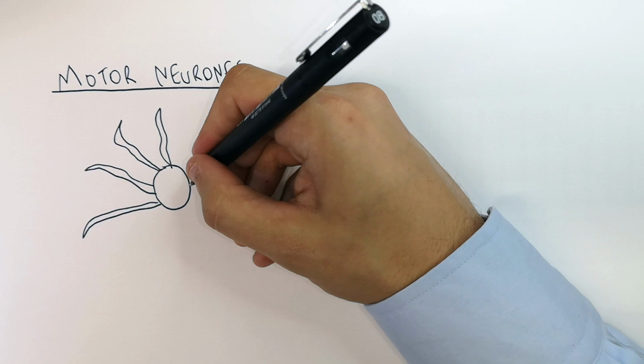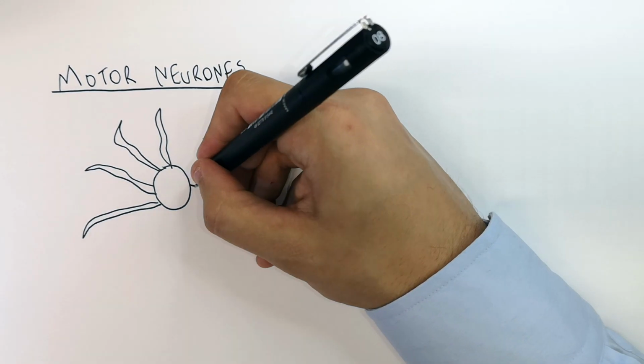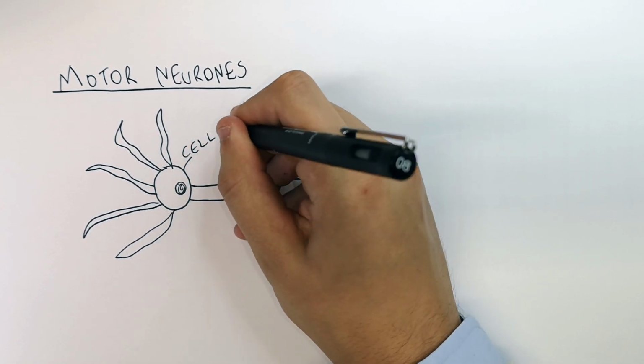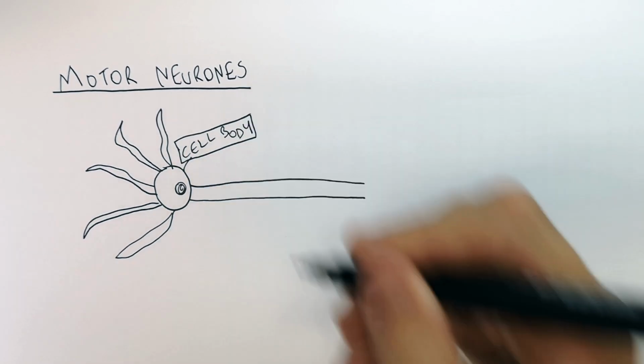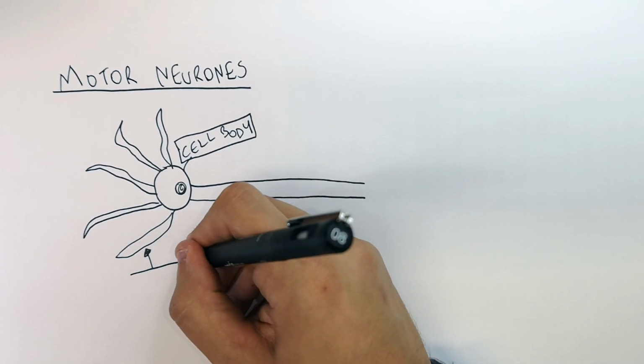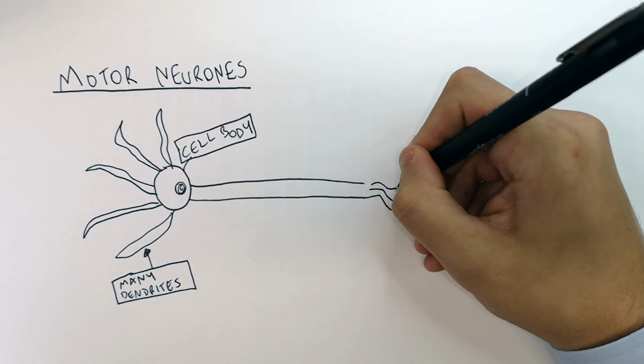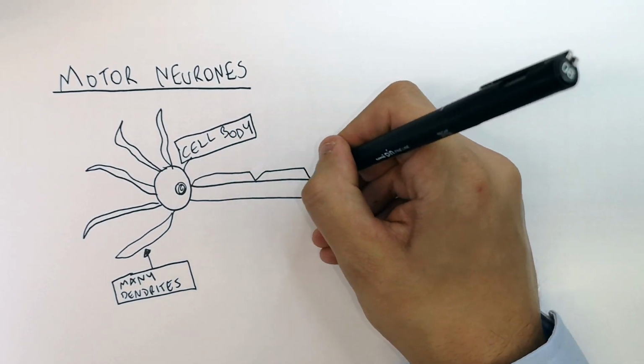The motor neuron is the final neuron of the reflex arc, which is connected to the relay neuron on one side, and on the other side, the effector. So as you can see here, the motor neuron has got a cell body, which has got the nucleus in it. It's got many dendrites. It's got an axon and some axon terminals.